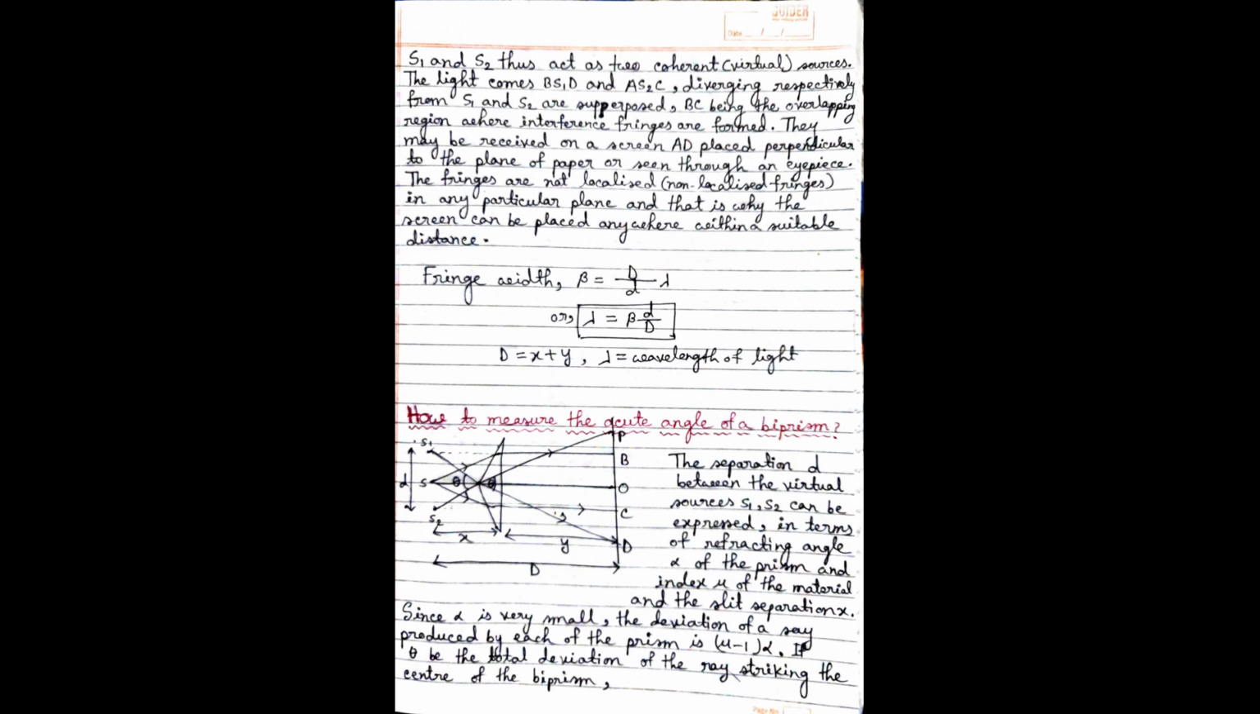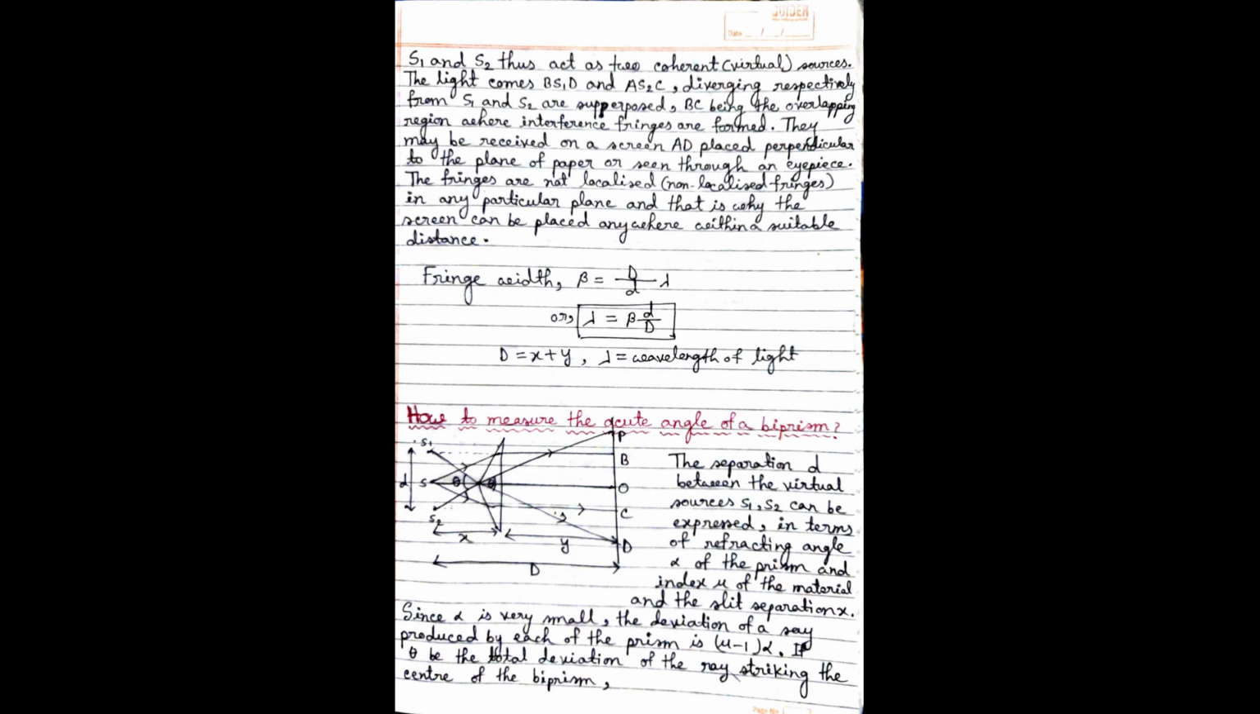Now you can measure the obtuse angle of the biprism. How can we measure this? Here you can see the diagram. The separation between the virtual sources S1 and S2 is small d, and alpha is the refracting angle of the prisms, and mu is the refractive index of the material of the prism. As alpha is very small, the deviation of a ray produced by each prism can be written as mu minus 1 into alpha.